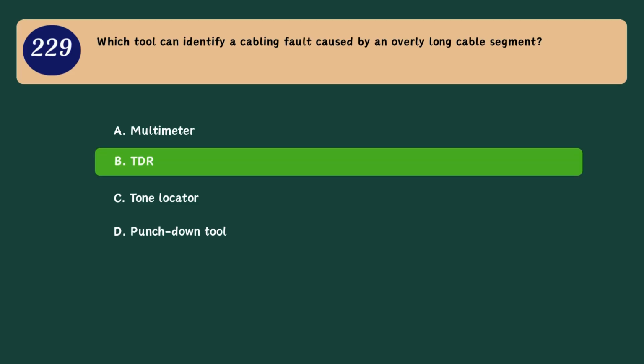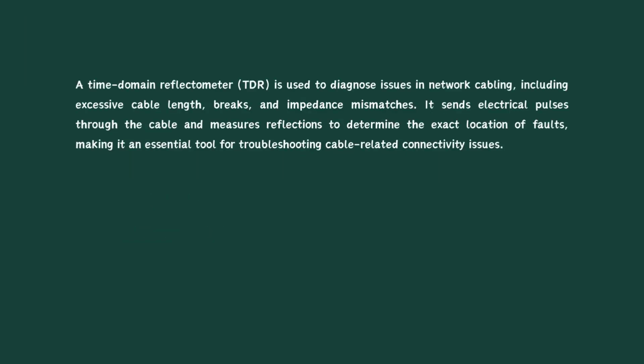Correct answer: B. TDR. A time domain reflectometer is used to diagnose issues in network cabling, including excessive cable length, breaks, and impedance mismatches. It sends electrical pulses through the cable and measures reflections to determine the exact location of faults, making it an essential tool for troubleshooting cable-related connectivity issues.